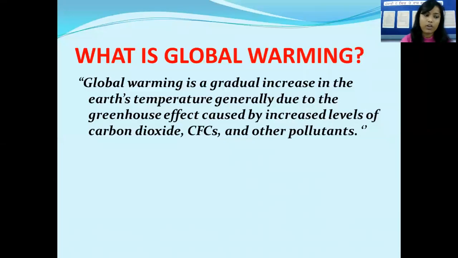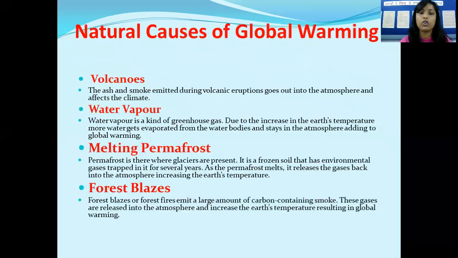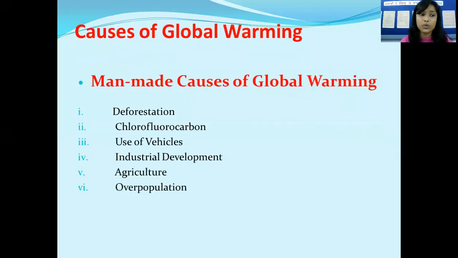Now, what is global warming? Global warming is the phenomenon of a gradual increase in the temperature near the Earth's surface. This phenomenon has been observed over the past 1 or 2 centuries. This has changed the climatic patterns of Earth.